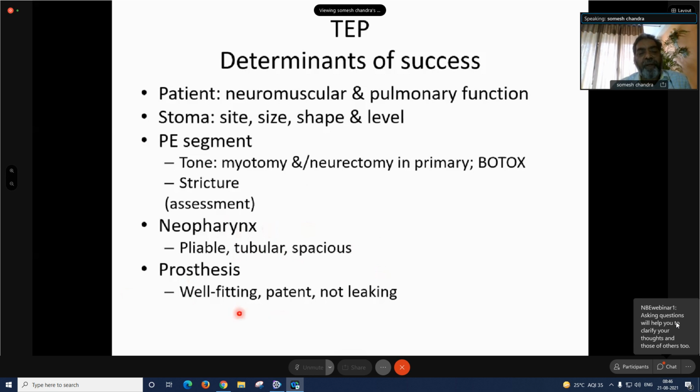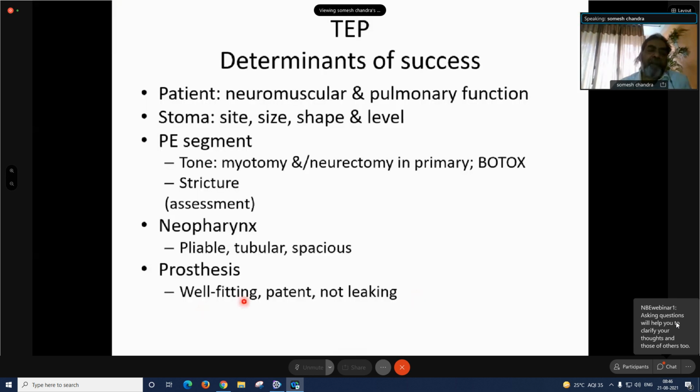So, how do you choose a well-fitting prosthesis? How do you maintain patency, and how do you prevent leaking or other day-to-day issues? Generally, a prosthesis which is 8 to 10 millimeters in length is chosen, and the puncture should not be too wide, and it should fit well into the prosthesis.